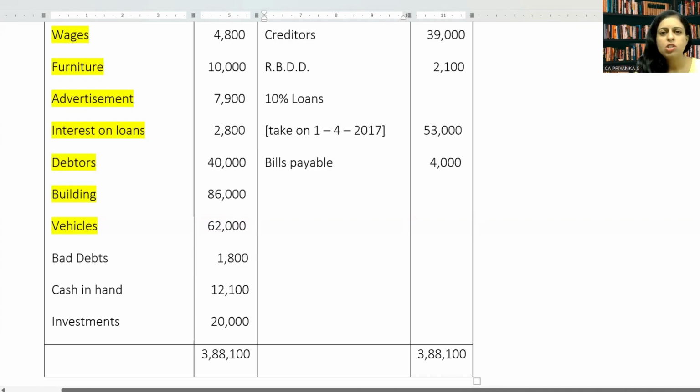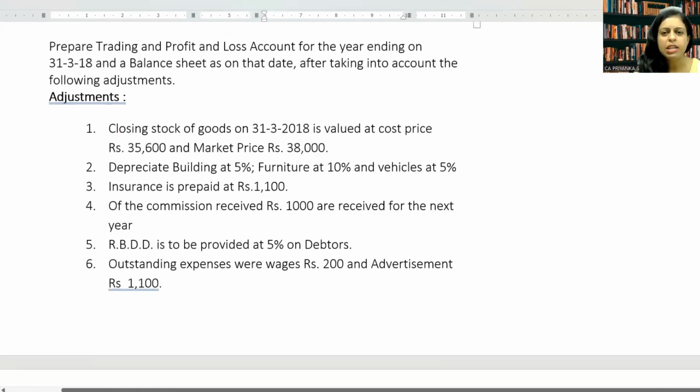First thing you always do is enter the trial balance. Majority of your marks will be covered when you enter the trial balance items correctly in the trading profit and loss account and balance sheet. At least you know something, right? Next, let's proceed to adjustments or adjustment entries.